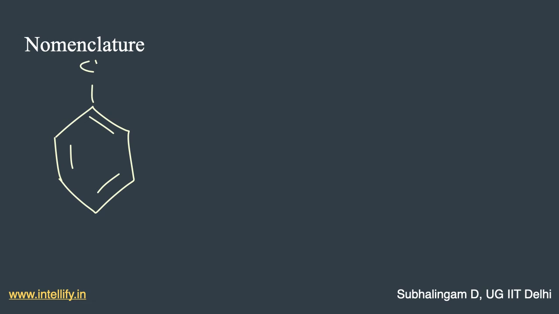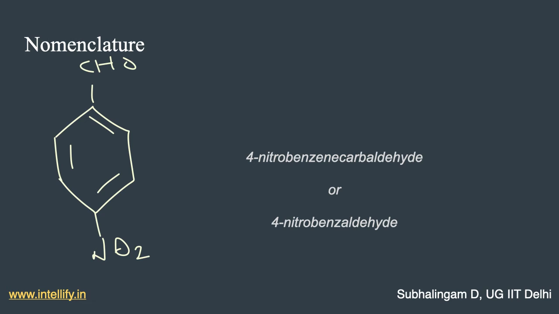Now a pretty easy one. So we have a NO2 group at the para position with respect to the aldehyde, and as many of you might have guessed by now, we can call it 4-nitrobenzene carbaldehyde, or we can just say it as 4-nitrobenzaldehyde because benzaldehyde is an IUPAC name.